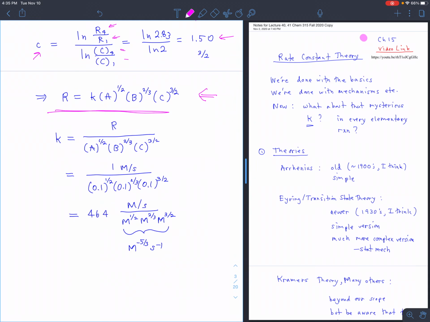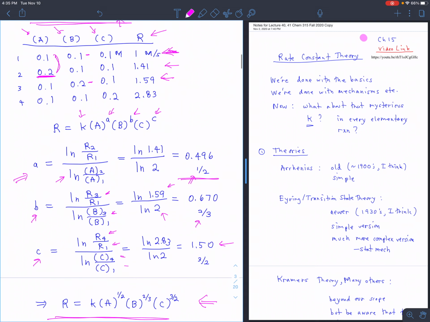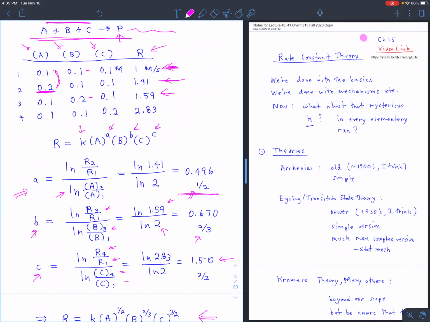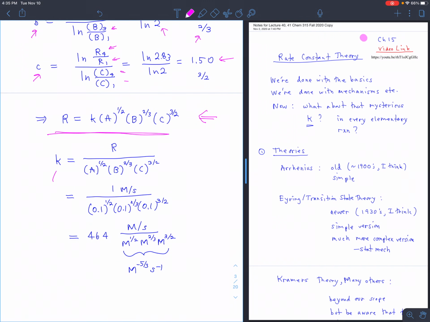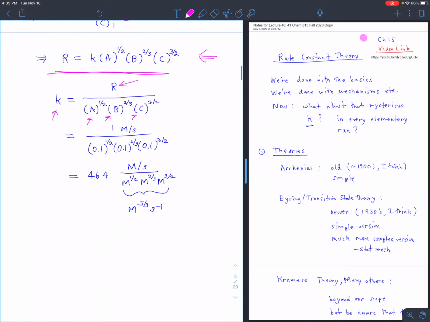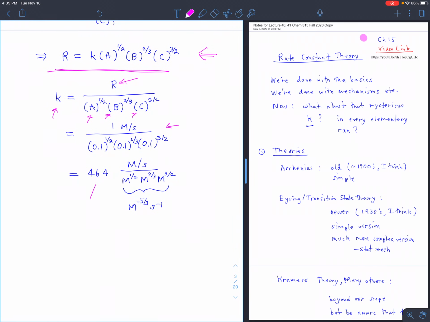All right, once we know this, we can choose the data from any one of the lines in the table. So we could use line number 2. I actually used the data from line number 1 in order to get the rate constant, because we used the R value from row number 1, and then the A, B, and C values from row number 1. Plugging those in gives 464.